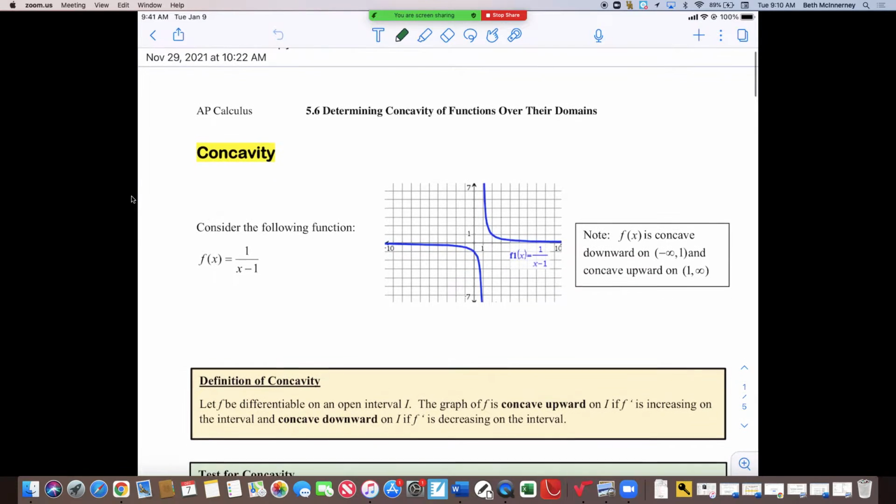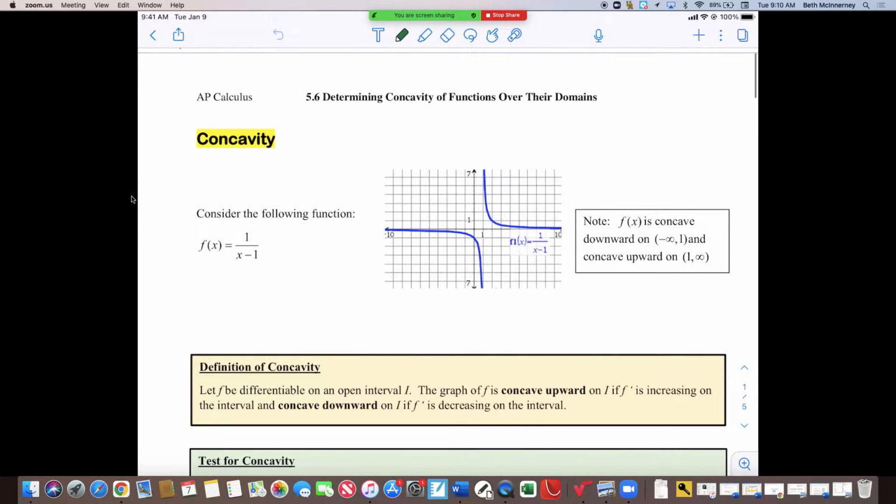All right, 5.6. This is determining concavity of functions over their domains. So if we look at the function f of x equals 1 over x minus 1, I have a vertical asymptote at x equals 1. And concavity, graphically, a graph is concave up if it has a cup or U shape. And a graph is concave down when that cup is upside down or the U is upside down.